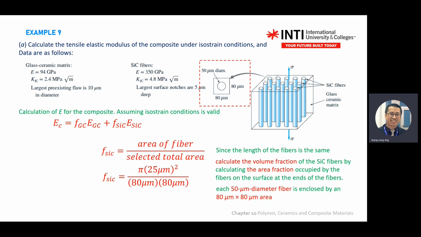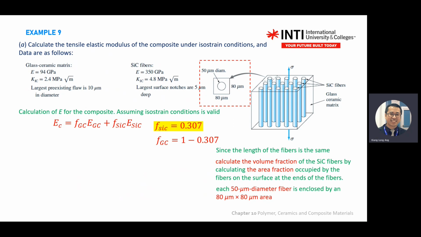The R here again, don't confuse between radius and diameter, because when you do your assessment, you might panic already and then you use the wrong parameter. Okay, so just be careful. This one I straight away use pi r square, so 25 diameter. Okay, so you have a SiC fraction, the fraction of the SiC 0.73. So again, once you have SiC, you know lah, another one will be 1 minus this one, right? Okay.